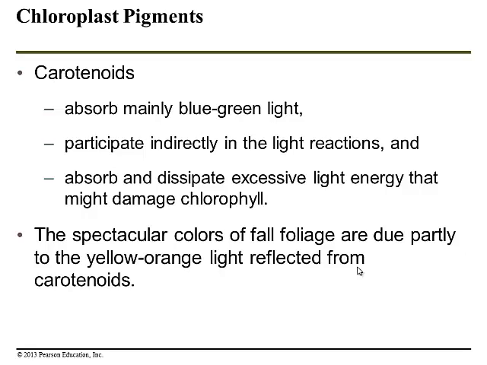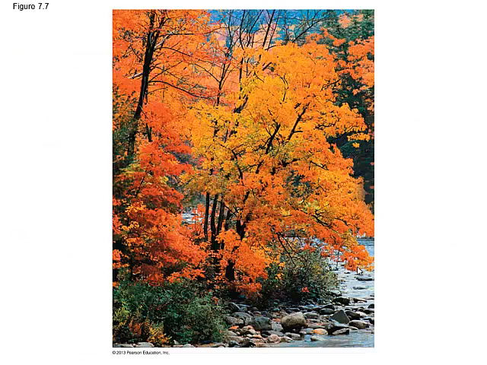As the leaves start to die, what do we start to not see as much of? Green. The green, because what happens to the chlorophyll? They stop producing it. So then you start to see the carotenoids, the reds and the oranges and the yellows. The spectacular colors of fall foliage are due to this yellow-orange light that's being reflected by the carotenoids, those pigments in our wonderful little deciduous trees.